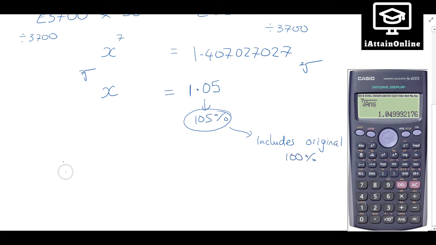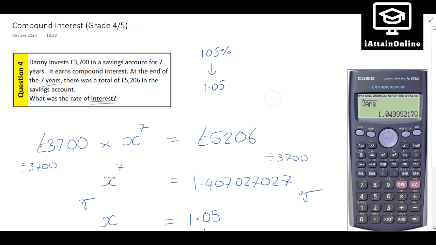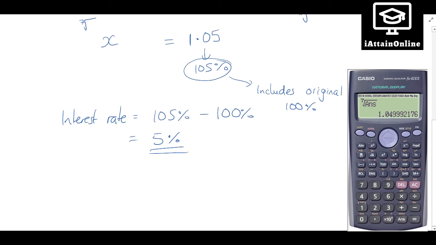So the interest rate is going to be 105%, take away the original 100%. So each year, Tony, I think it was, sorry, Danny in this case, is getting 5% interest. Okay. Like I say, I'm going to do another video on this one with depreciation, which is where the percentage is less than 100, so it decreases, and that happens multiple times. I'll do a separate video with that one.